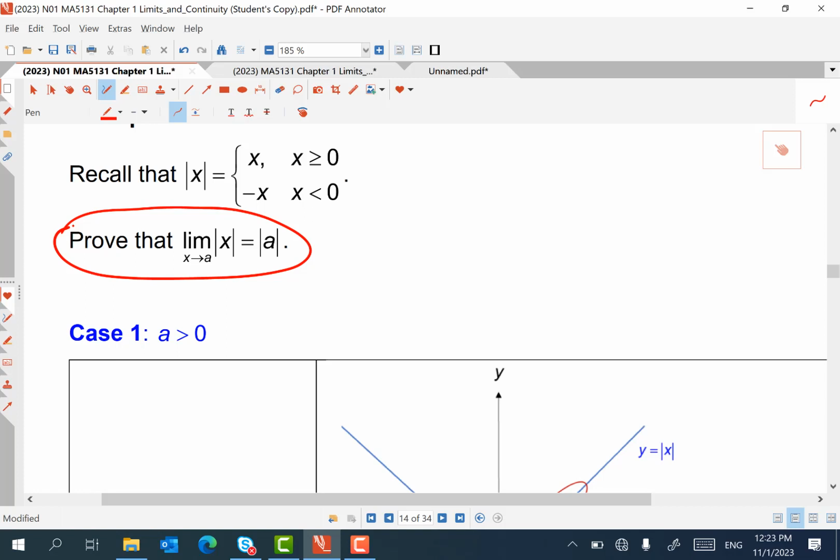So we want to prove this by breaking it up into cases. Case 1, when a is more than 0. So if a is more than 0, this limit that you are working on.